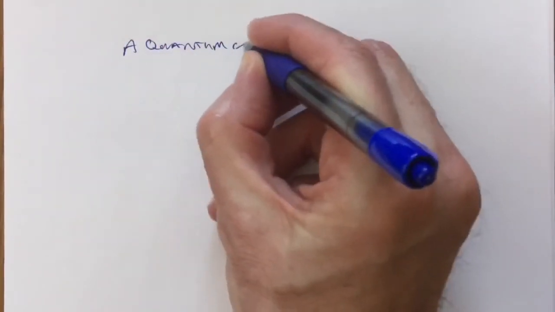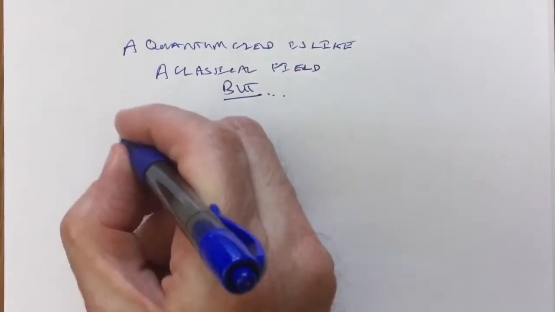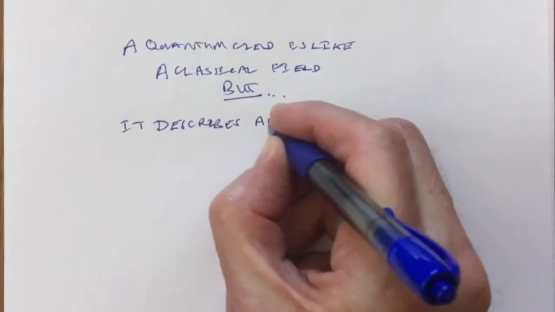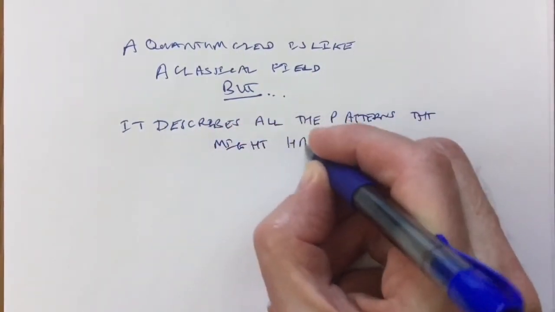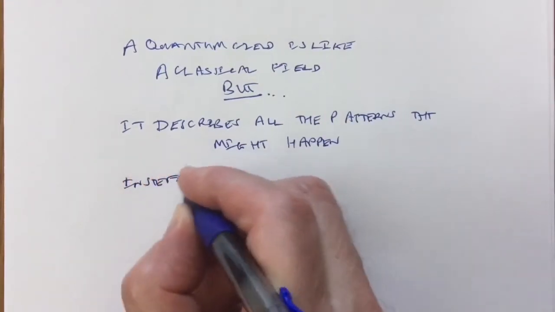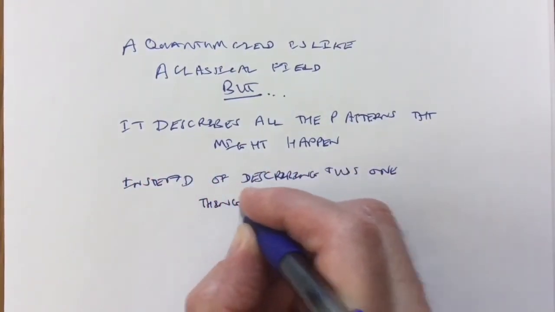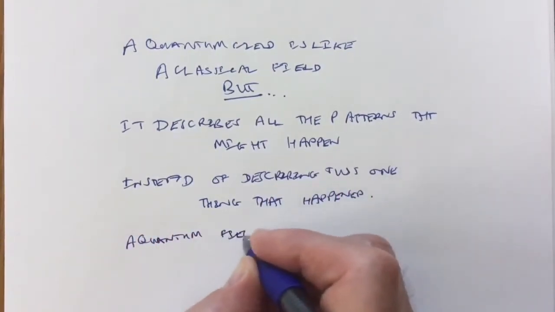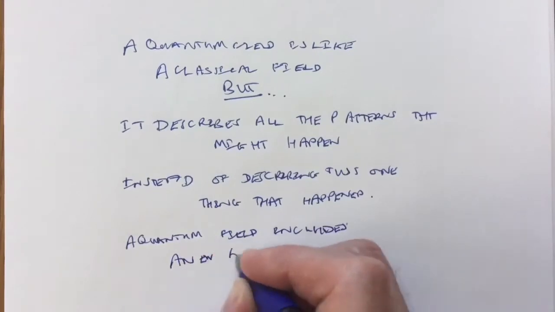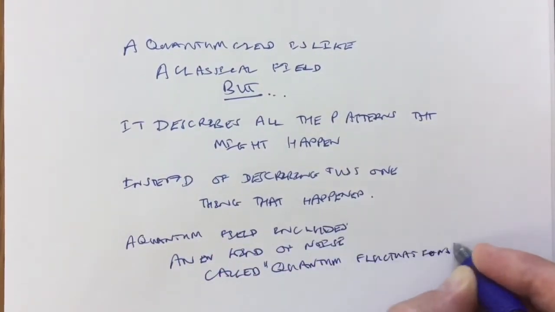A quantum field is like a classical field, such as electromagnetism, but it's more complicated because it's about possibilities when we use many different state measurement devices. It describes all the patterns that might happen and how likely each pattern is, instead of describing just one thing that happened or that we expect to happen in one experiment. Especially, a quantum field includes a new kind of noise called quantum fluctuations that affects all measurements.